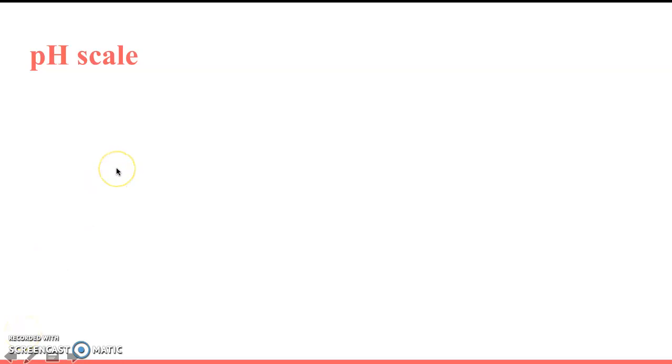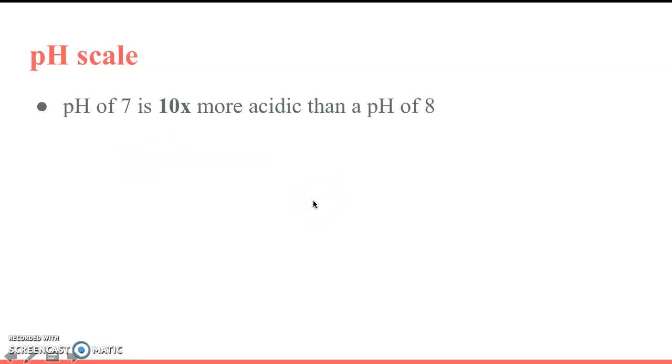Continuing with some examples about the pH scale, just to reiterate the fact that the concentration is a 10 times change with each unit change. If we have a pH of 7 compared to a pH of 8, 7 is lower on the scale, so it is going to be more acidic, and it is 10 times more acidic than a pH of 8. So again, 1 unit of change is a 10 times change in concentration of H+.